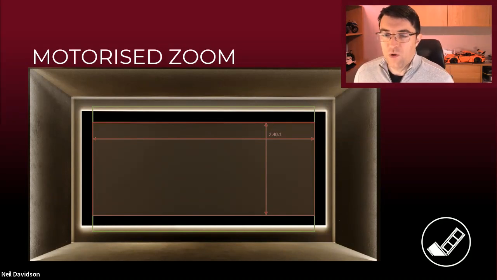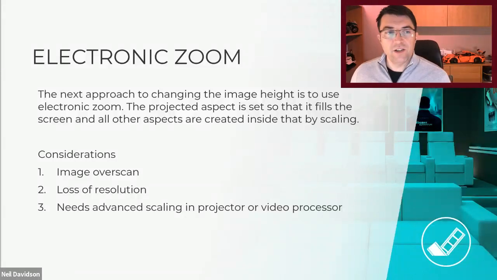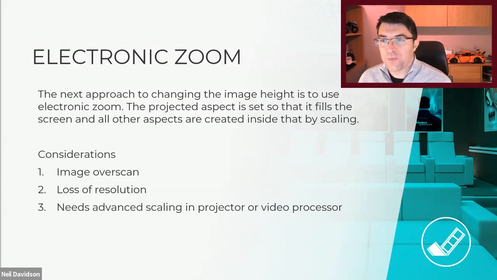Okay, so moving on. The next method that we would probably see would be electronic zoom. So here the projected aspect is set so that it fills the screen and all of the other aspects are created inside that by scaling. So again, you've got to consider the overscan. Here you've perhaps got to consider loss of resolution, and it does require advanced scaling in either the projector or the video processor.